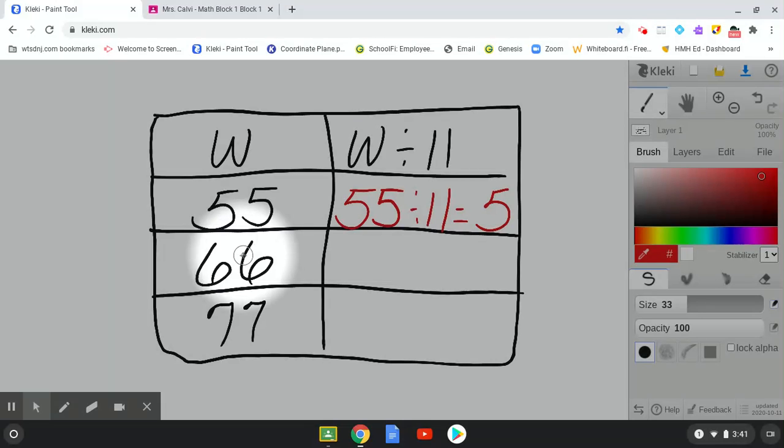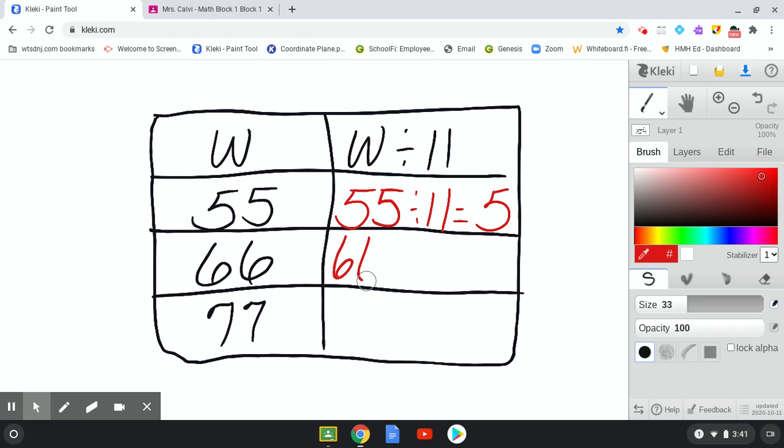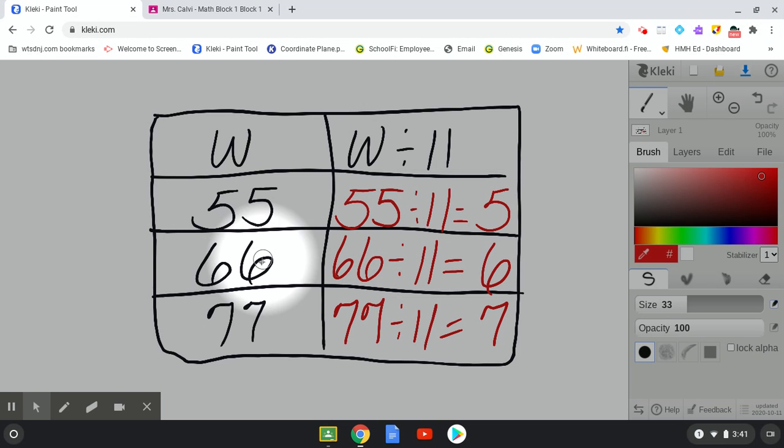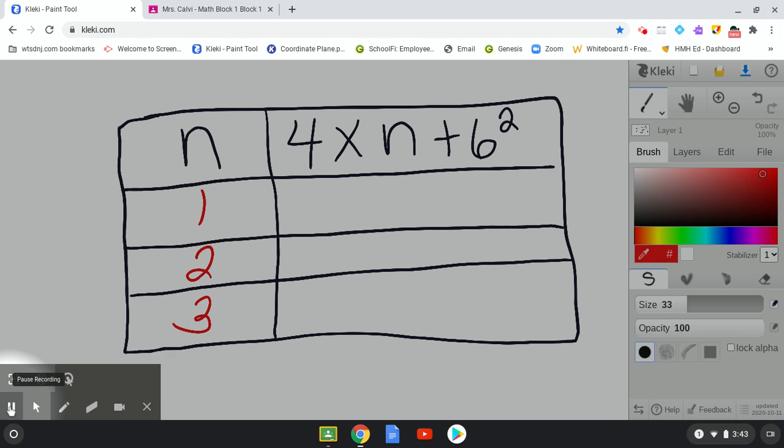So I'm going to do the same thing for 66 and 77. I'm going to plug in 66 for w, divide that by 11, and that would give me an answer of 6. I'm going to plug in 77 for w, divide that by 11, and that's going to give me 7. All right. So I evaluated the algebraic expression once I was given a value for that variable. Okay, so pretty simple.